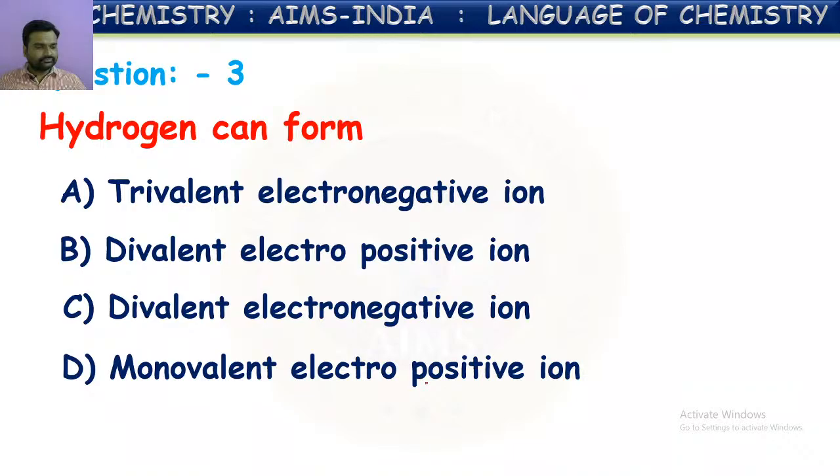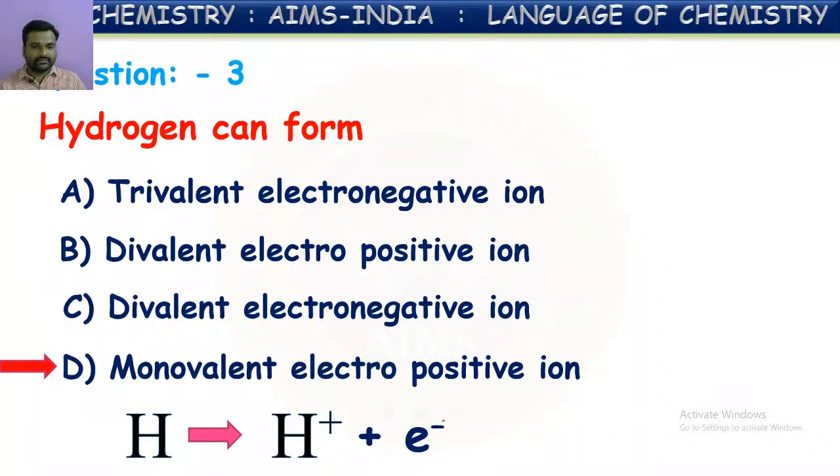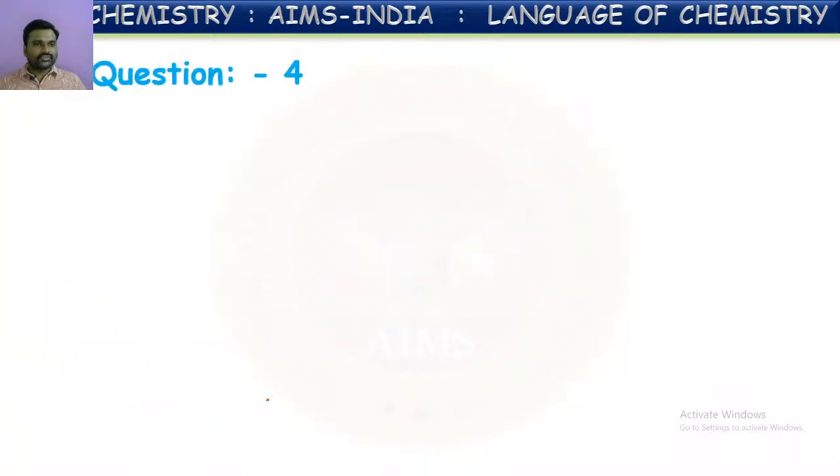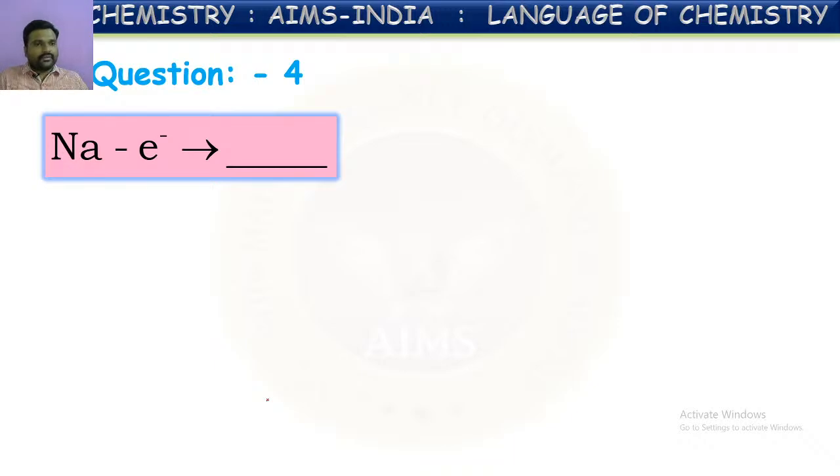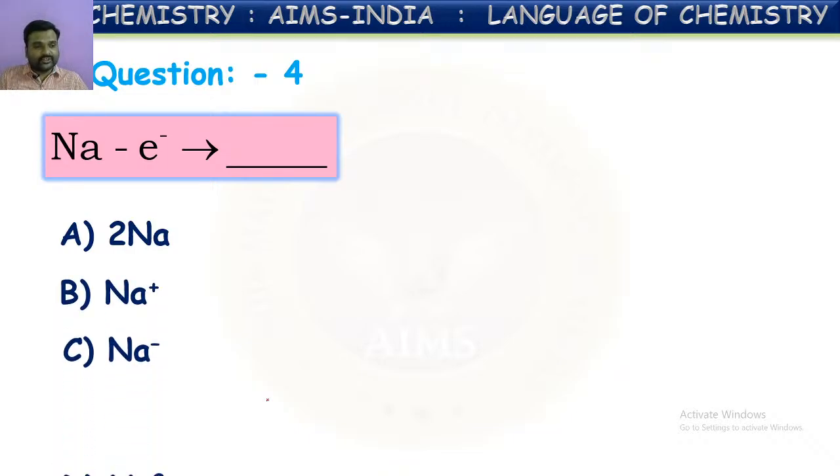Fine. D is the correct answer. Yes, we can see here hydrogen, by the loss of one electron, forms an H plus ion. One more question here. Can you fill the blank given? Sodium minus one electron gives blank. Which will be the correct suitable option to fill in the blank given? Is it 2Na or Na plus or Na minus or Na2 plus?